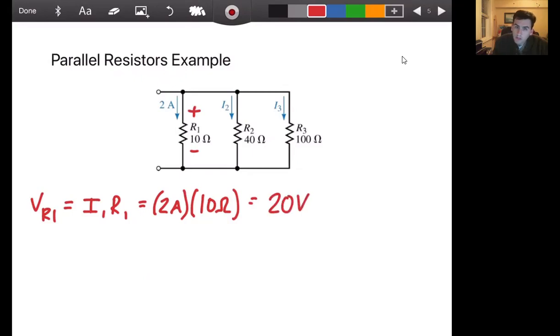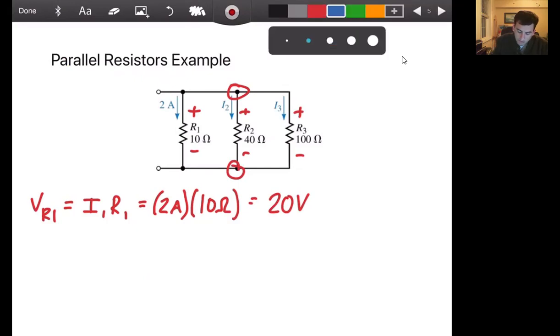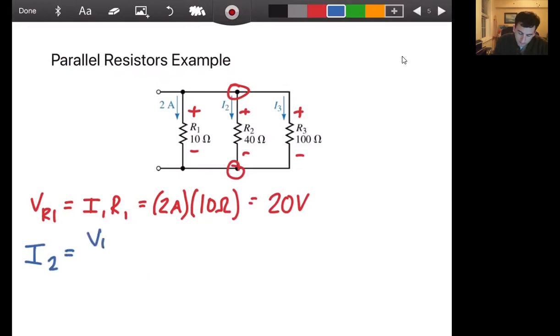We also know, from what we discussed earlier, that the voltage drop across R1 is going to be the same as the voltage drop across R2 and is the same as the voltage drop across R3 because those elements are in parallel. You're going from the same place to the same ending, so you must have the same drop in voltage.